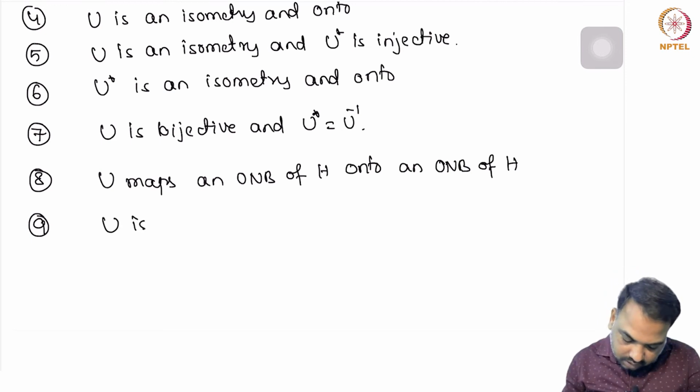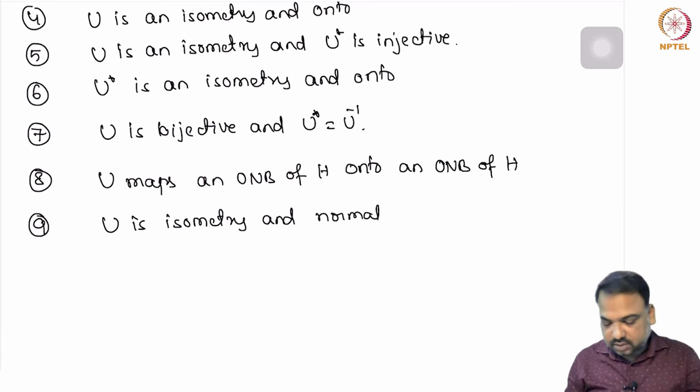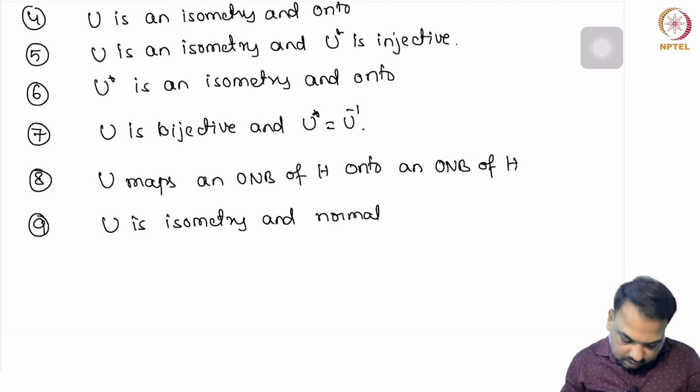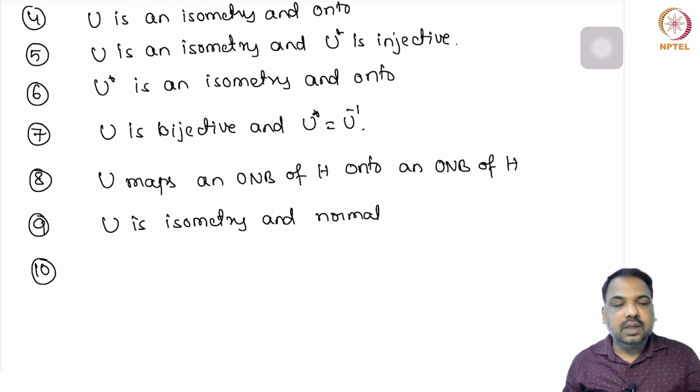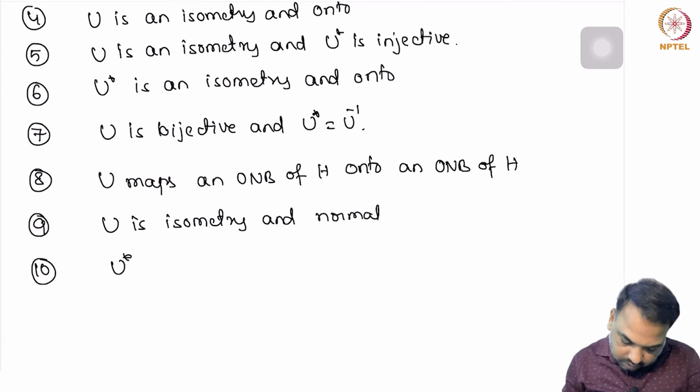So here again U is an isometry and normal. If U is isometry, then U star U is identity. If U is normal, then U star U equal to U U star. So automatically it becomes unitary. 10th equivalent condition is U star is also isometry and normal.